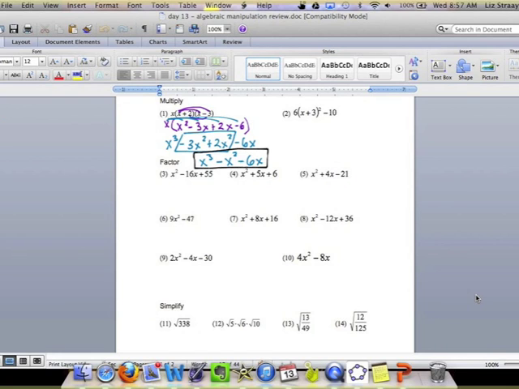Questions on that? What'd you do to get rid of the -3 and the 2? I added them together. Since they're both x squareds, we can add them together. And I got -1.